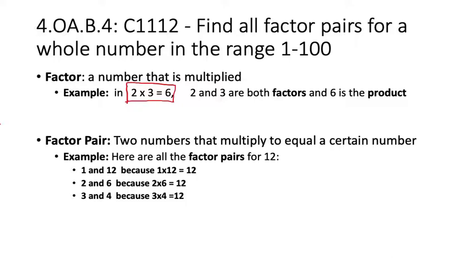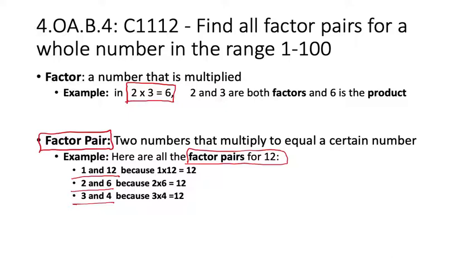A factor pair is two numbers that you multiply together to equal a certain number. So if there's a factor, there's always a pair of factors because you have to multiply that by something to get the number. So for example, the factor pairs for 12 are 1 and 12 because 1 times 12 is 12, 2 and 6 because 2 times 6 is 12, and 3 and 4 because 3 times 4 is 12. They're pairs because they go together to make 12.